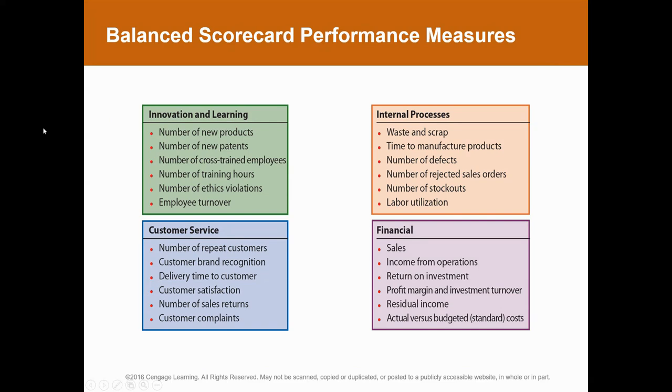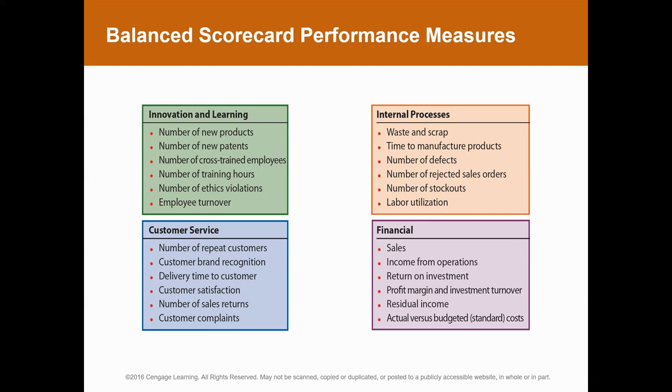So just kind of elaborating on what we just talked about, R&D would include things like new products, new patents, cross-training for employees, training hours, ethics violations, employee turnover. That includes the learning processes, right, from HR. Customer service would include things like repeat customers, customer brand recognition, delivery time to customers, customer satisfaction, number of sales and returns, customer complaints. Internal processes would include things like waste and scrap, time to manufacture a product, number of defects, rejected sales orders, number of stockouts, labor utilization.